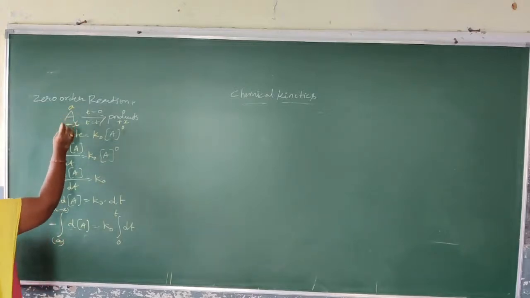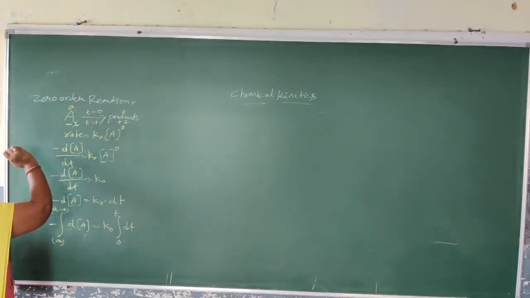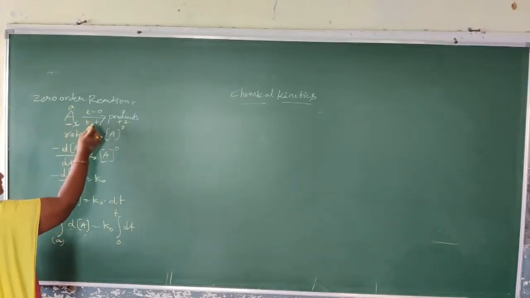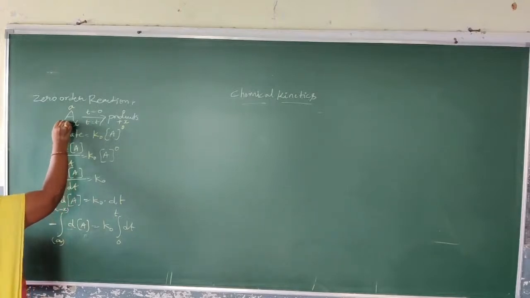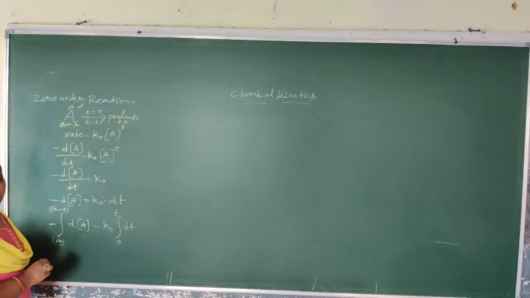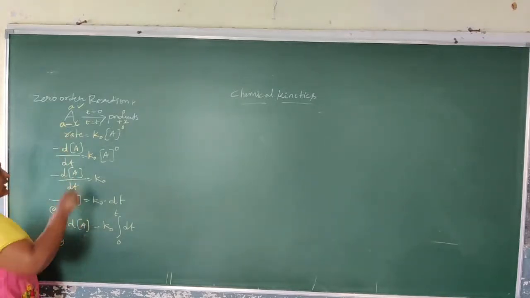Initial concentration. Totally, how much of A is present after T time? That is A minus X. So, A is the initial concentration of the reactant, and A minus X is the concentration of the reactant after the T time.